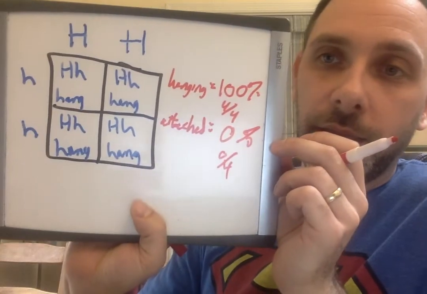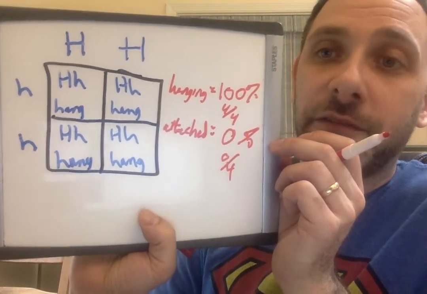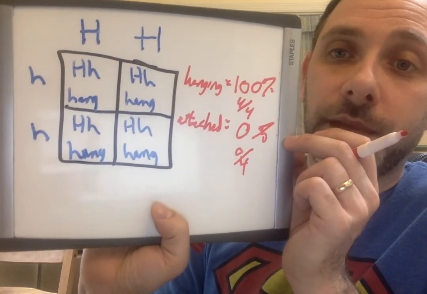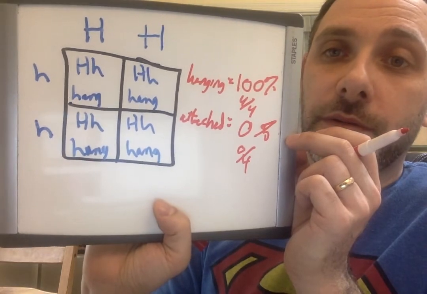So it would actually be impossible for these two parents to have a kid with attached earlobes because there's a 100% probability for hanging. So that's how you fill out these Punnett squares.